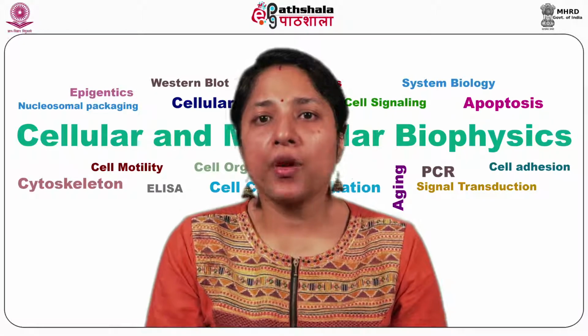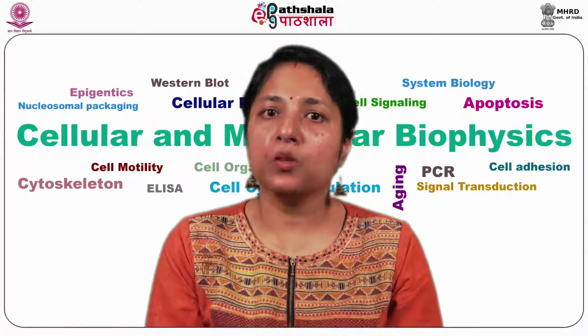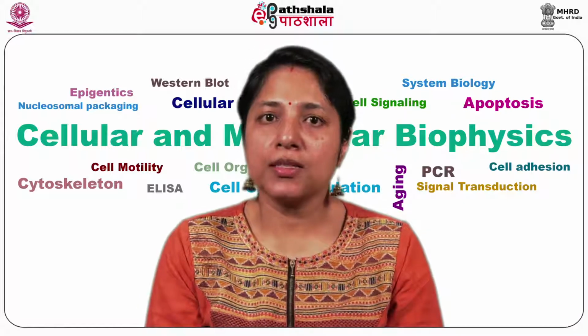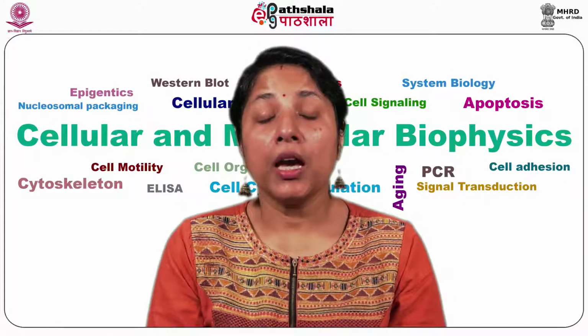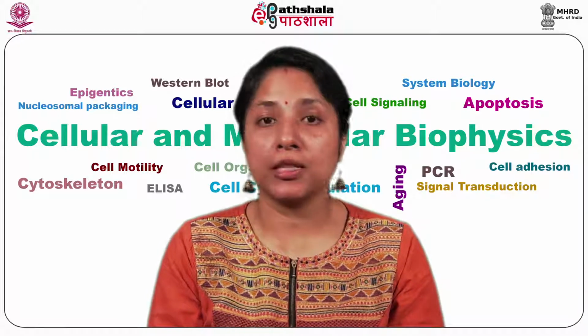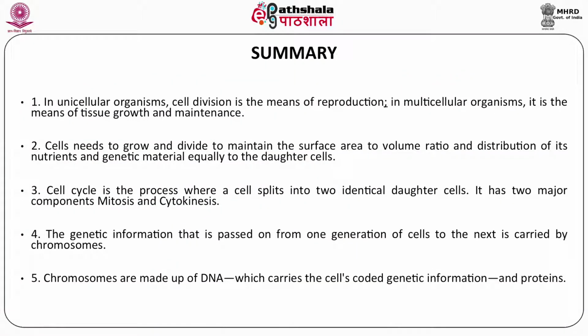Now, just to summarize this module. Number one, in unicellular organisms, cell division is the means of reproduction. In multicellular organisms, it is the means of tissue growth and maintenance. Two, very important, cells need to grow and divide to maintain the surface area to volume ratio and distribution of nutrients and genetic material equally to the daughter cells.